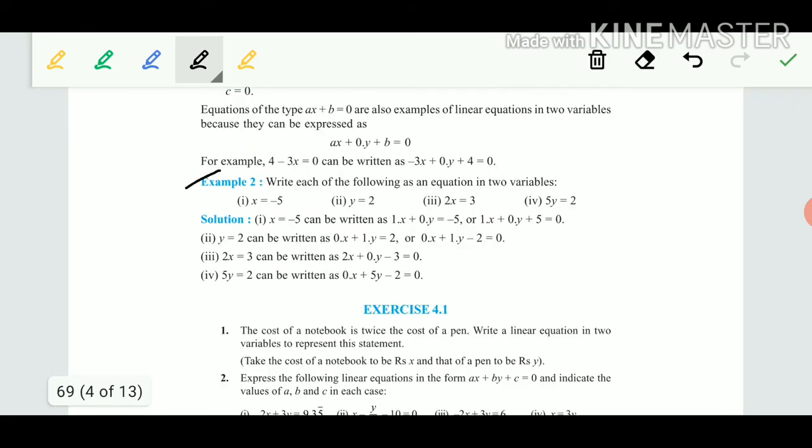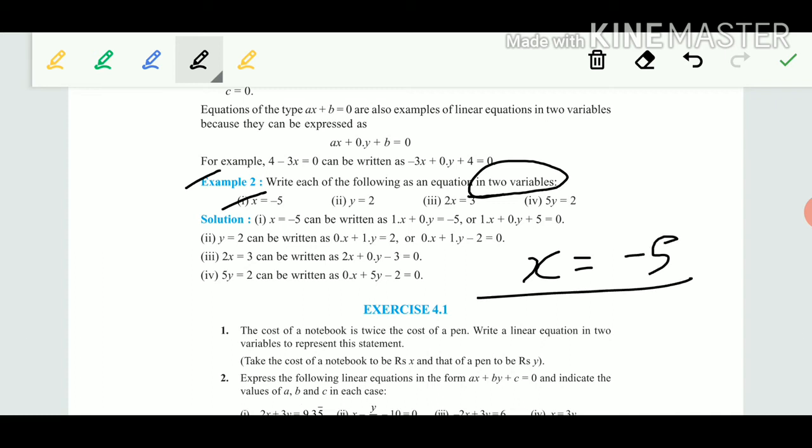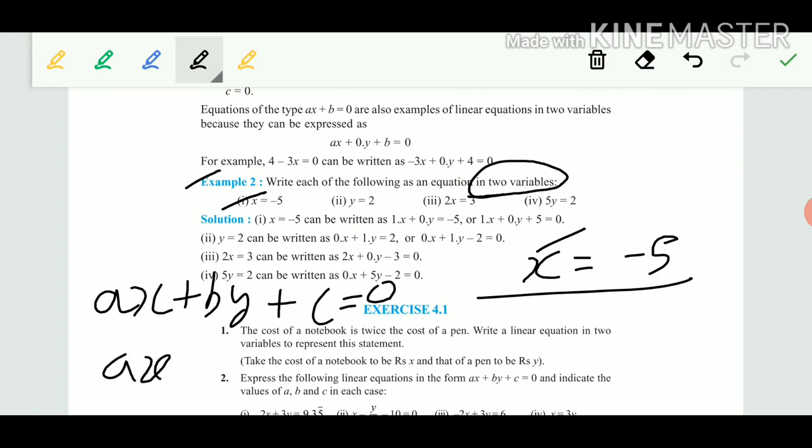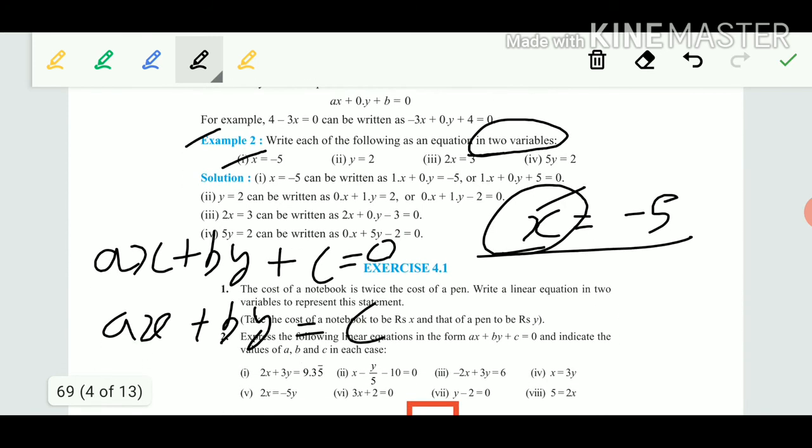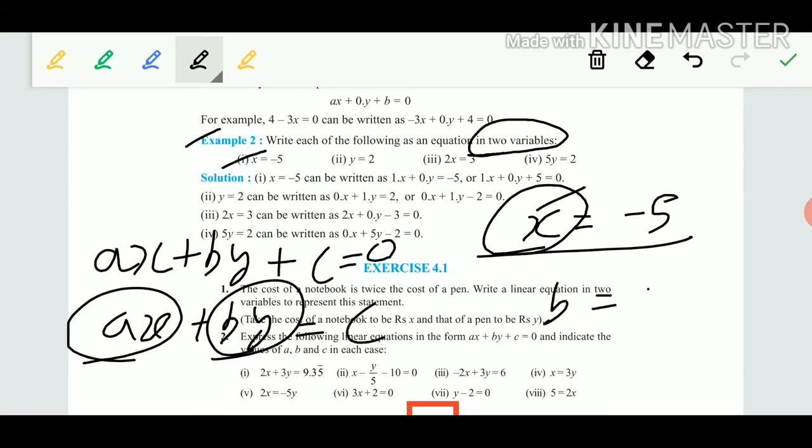Second example, write the following equation in two variables. Equation is given x is equals to minus 5. Only one variable is given, x, but we have to write it into the form of two variables. The general form of two variables is ax plus by plus c is equals to 0, or it is ax plus by is equals to c. Now ax is given, by is not given, so it means the value of b is equals to 0.